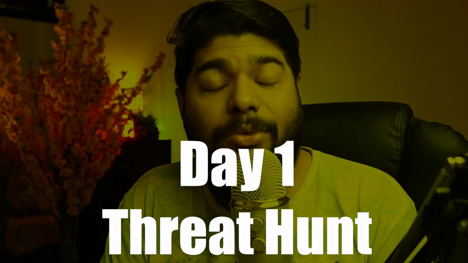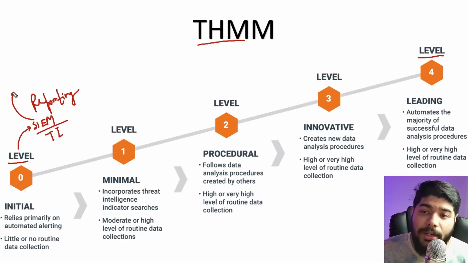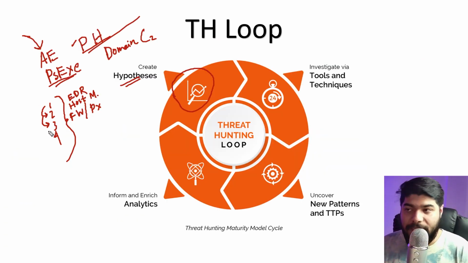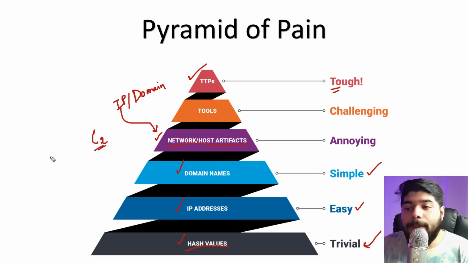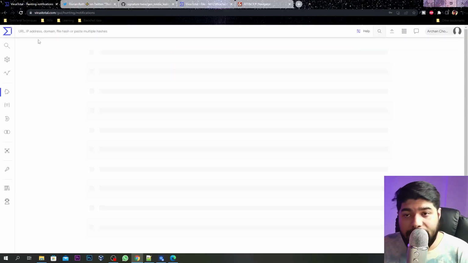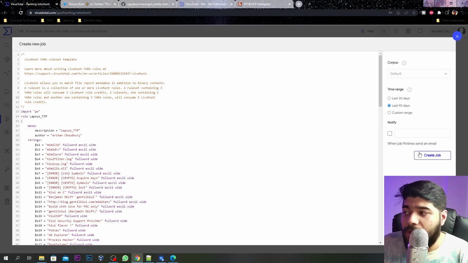Today is day 1, where we will talk about the basics of threat hunting: what the maturity model is all about, what the hunting loop is all about, and what the pyramid of pain is all about. And at the very last, I will show you how you can do a retro hunt for the Lapsus group, and I will share some very critical information with you guys. Without wasting any further time, let's jump into the session and start right away.